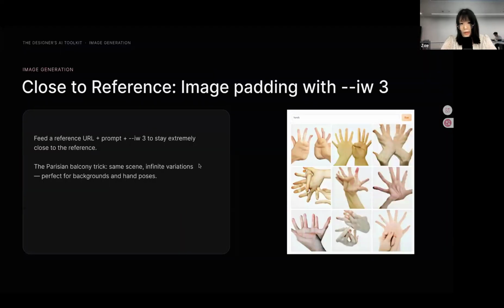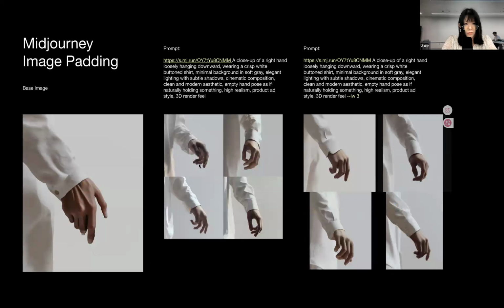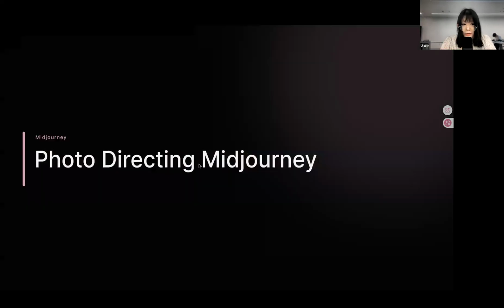With the IW3 image padding, the command means you want it very close to the reference. In this case, we have our base image. If we look at the middle section, the fingers are out of length and out of proportion, therefore they look unrealistic as fingers. But when we add the IW3 parameter at the end, the fingers become much more proportional and more like realistic human fingers, because we use the image reference feature that references the length of the fingers.